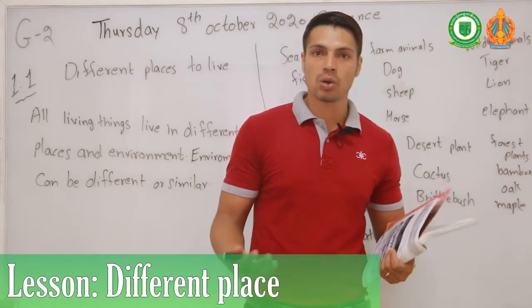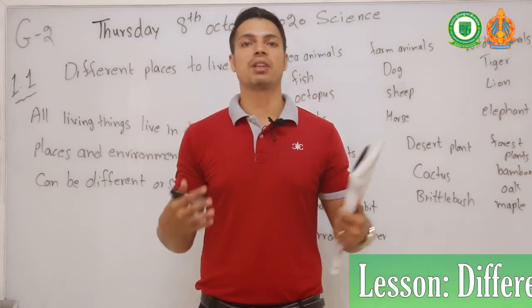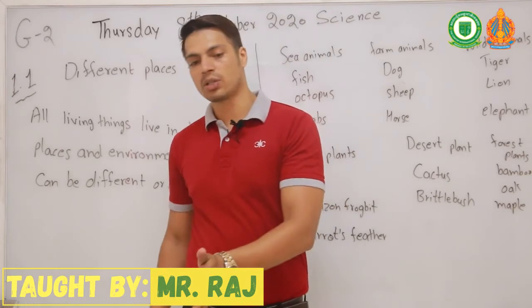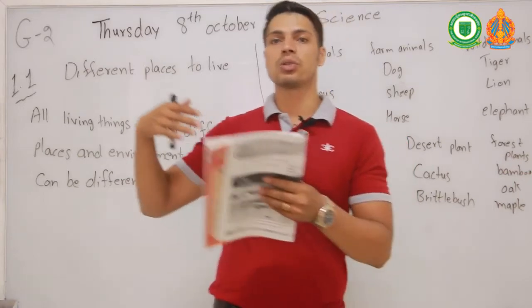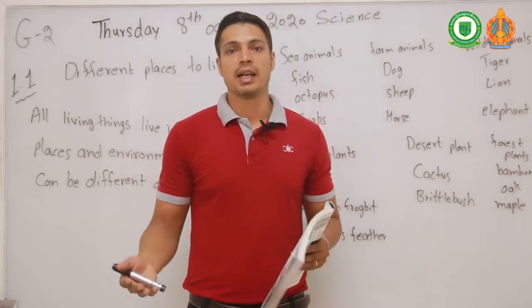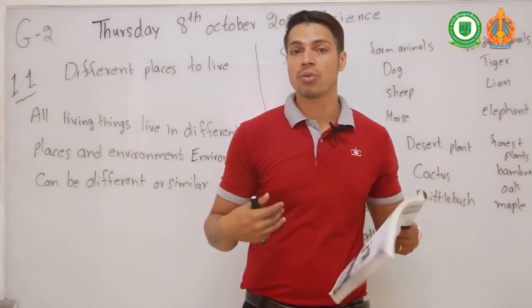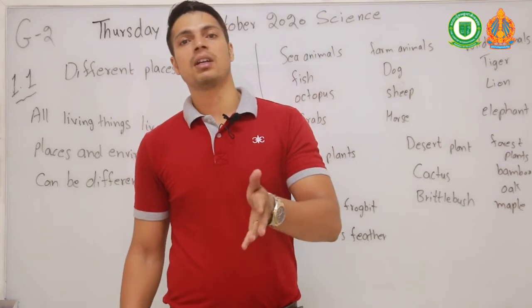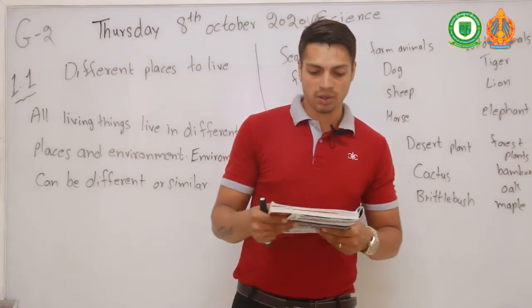Some people like to live in the cold weather, so they prefer cold places, and some people like to live in the hot weather, so they prefer hot places. If I don't like cold weather, I will not go to a cold place, because I will not survive there. I will get sick. And if I don't like really hot weather, I will not go to a hot place, because I cannot survive, so I will get sick. So different animals, different plants, and different living things live in different places.